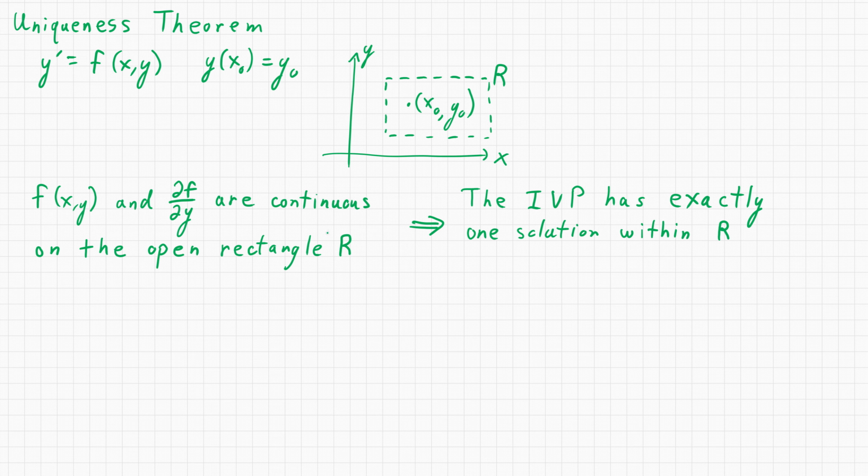And again, if these conditions aren't satisfied, then you know absolutely nothing about the solution. So even if f of x comma y and partial f, partial y are not continuous, there's a chance you still have a unique solution. You still have exactly one solution. There's also a chance you don't have a unique solution. So right, just keep that in mind.